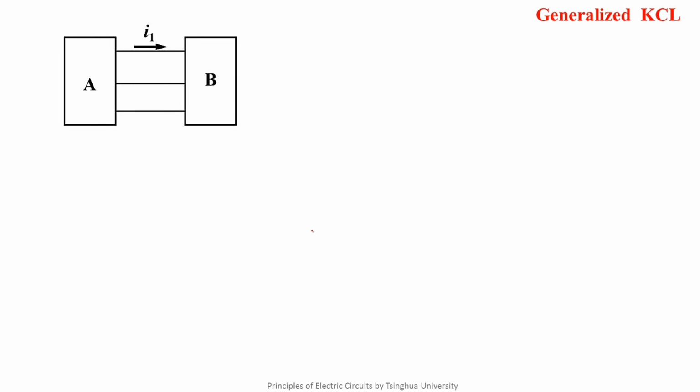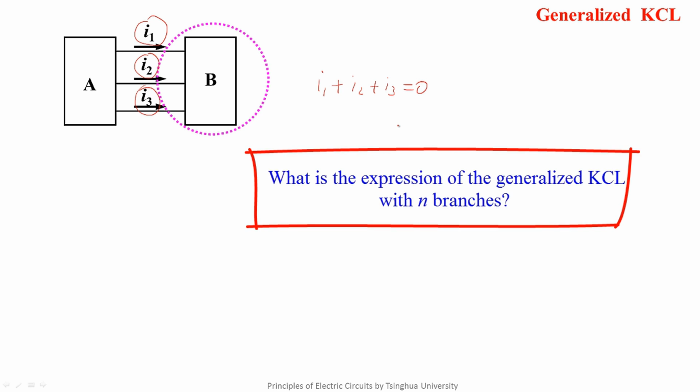Next, we extend KCL from a specific node. That is to say, for a network, if it is connected to other circuits with only 3 branches, and the currents of these 3 branches are represented as I1, I2, and I3 respectively, then we can consider the network as a node. It can be written that I1 plus I2 plus I3 is equal to 0. It is called the generalized KCL.